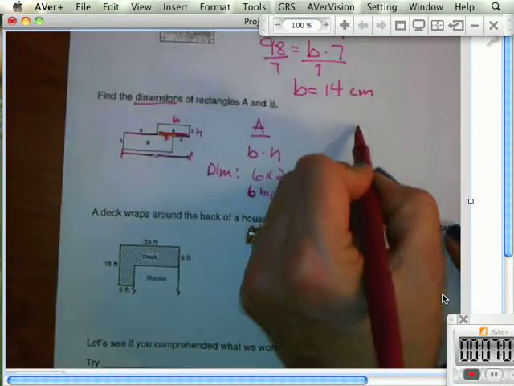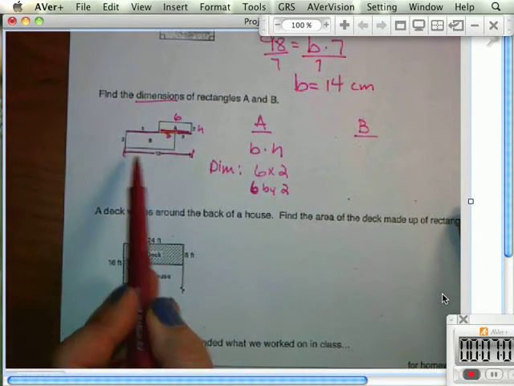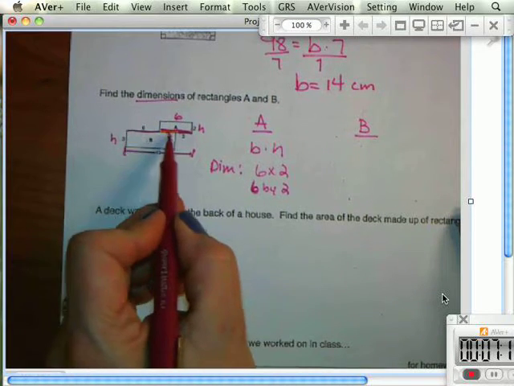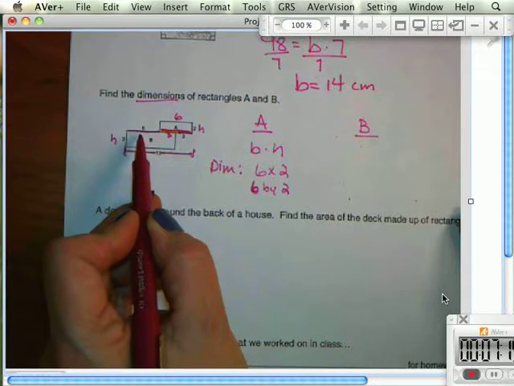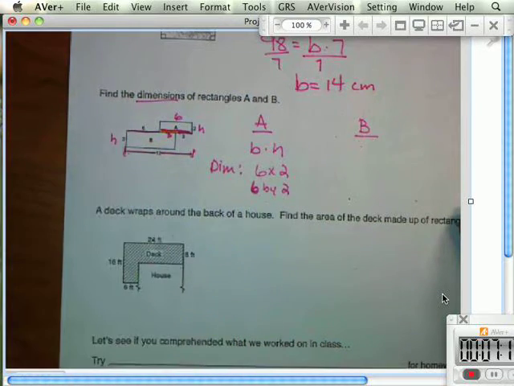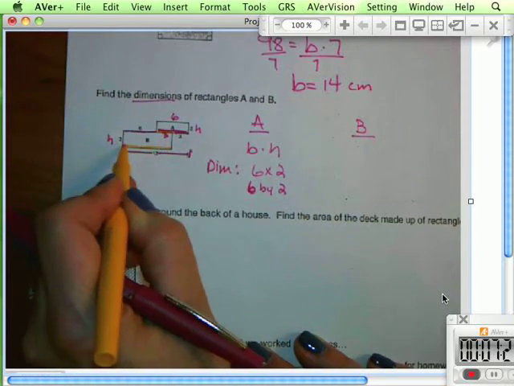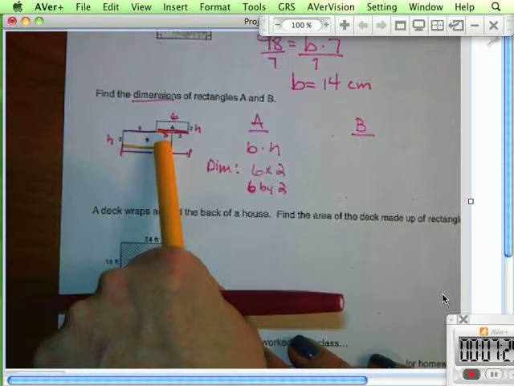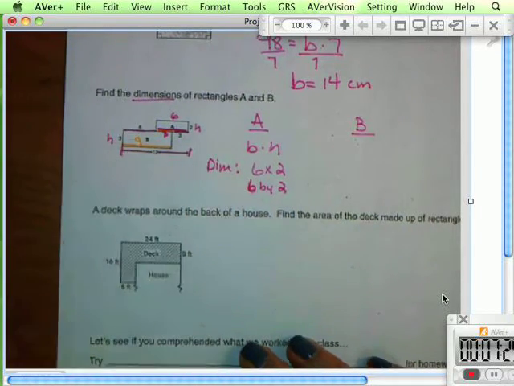Now let's look at rectangle B. I know the height is 3. What is my base, total base length on rectangle B? Not times. How long is this side? 6 and 3, that little piece there, right? 6 and 3. So the bottom part, the base, is 9.